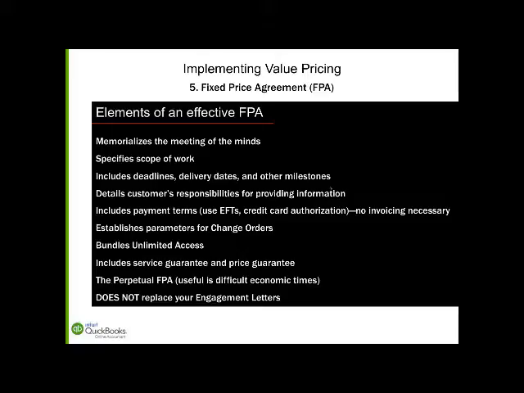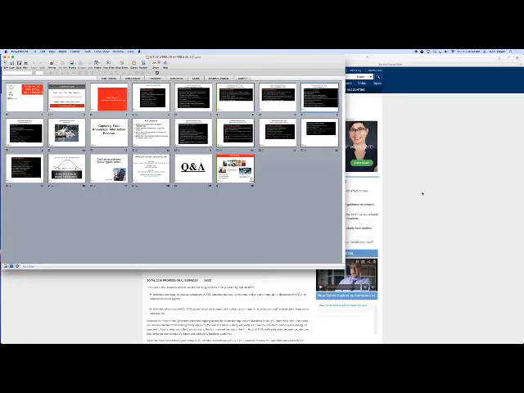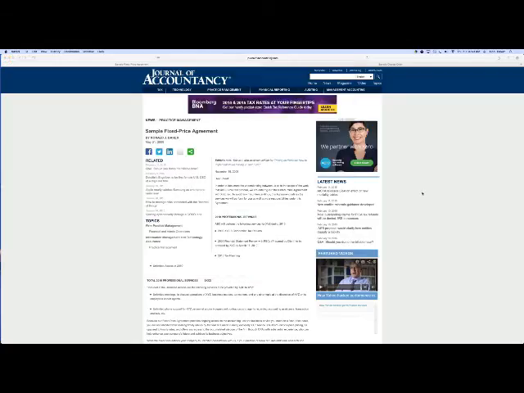And the reason I like to keep these separate is because I think the engagement letter is a very crummy letter. It's usually written by lawyers and insurance companies. It's got a lot of CYA language in it, whereas a fixed price agreement is a value document that is much simpler, and it just details: here's what we're going to do, here's what you're going to do, here's the price, here's the payment terms, and here's a value guarantee. So let me just show you an example.